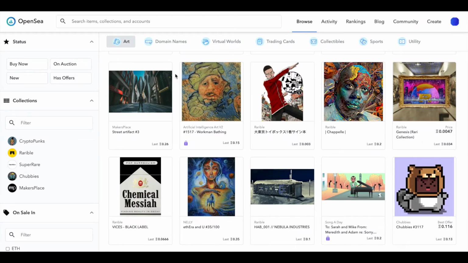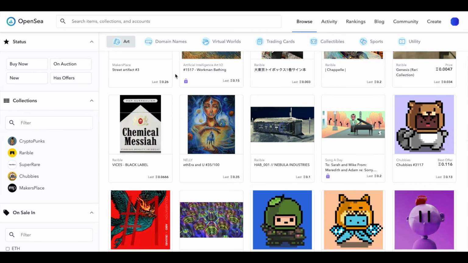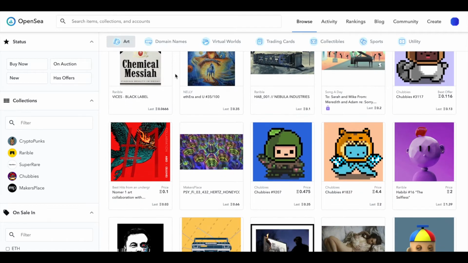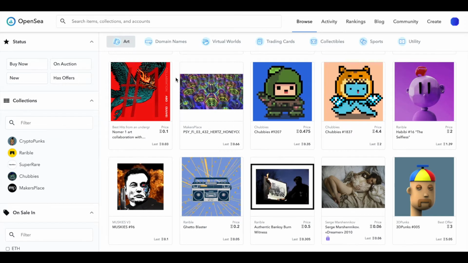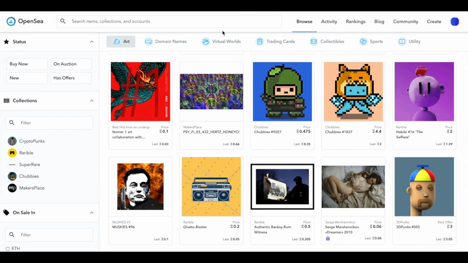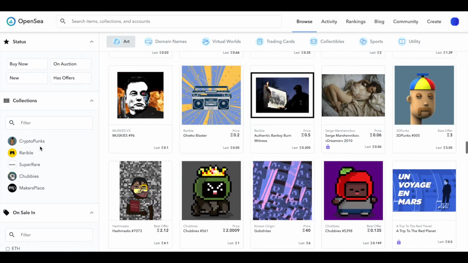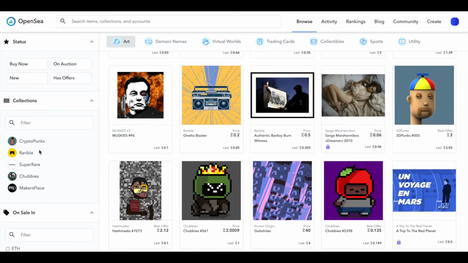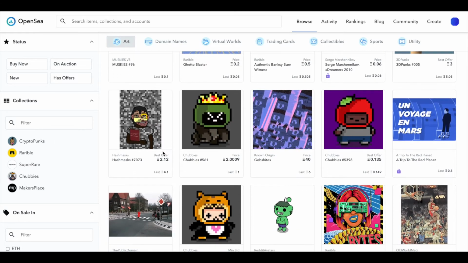Now that we've seen a little bit of the history of NFTs, let's look at the current ecosystem as it exists. We're currently on OpenSea, which is one of the biggest platforms for viewing, selling, and trading your NFTs. And like I said, NFTs are not only collectibles or art, there's so many different categories, which I'm going to get to in a bit. As you can see here, there are also some specific collections of famous NFTs such as CryptoPunks, Chubbies, and a bunch of others. And I'm going to get to those soon.